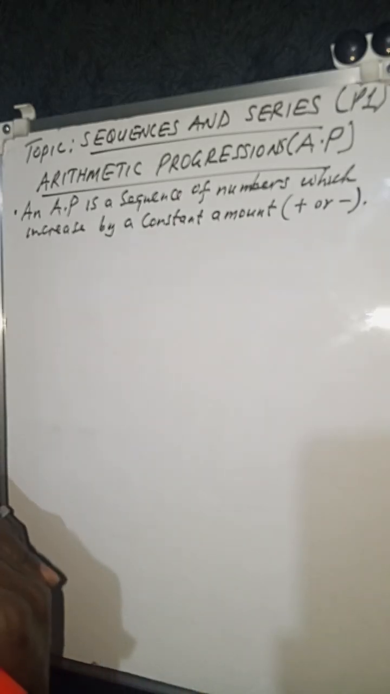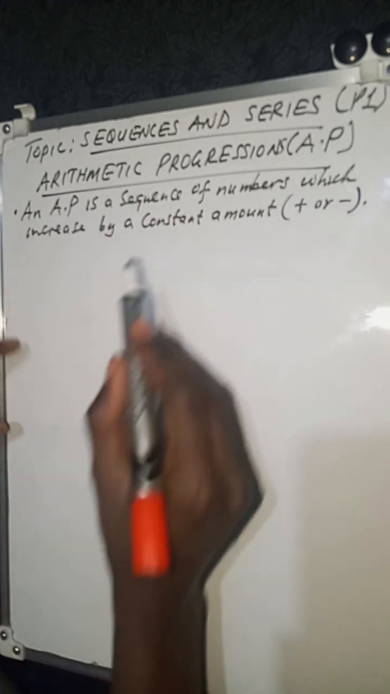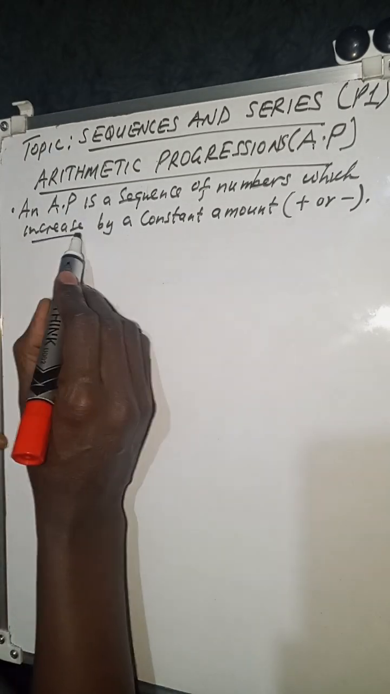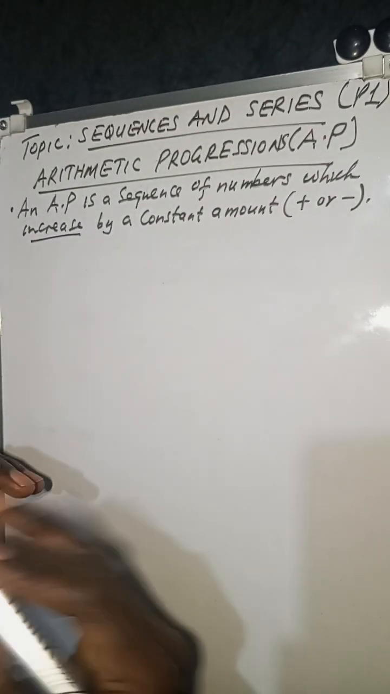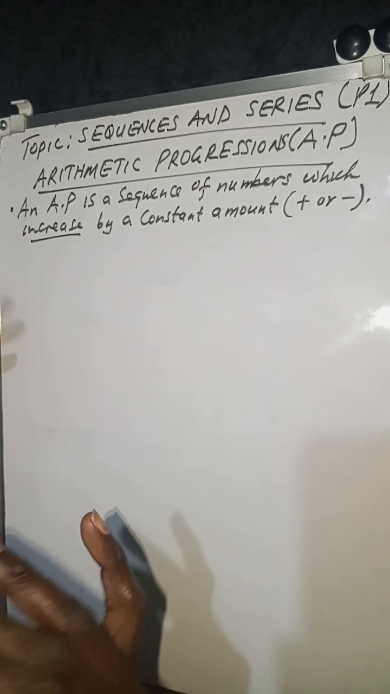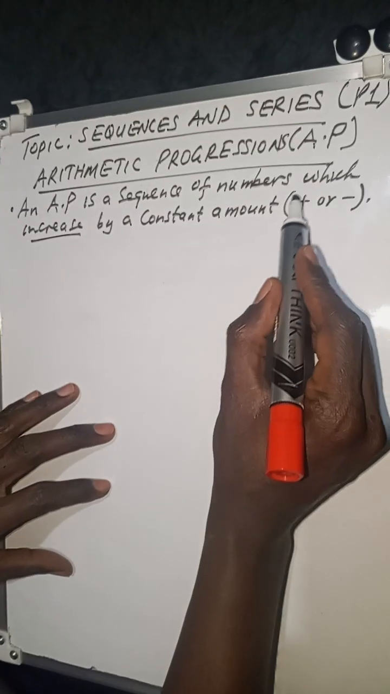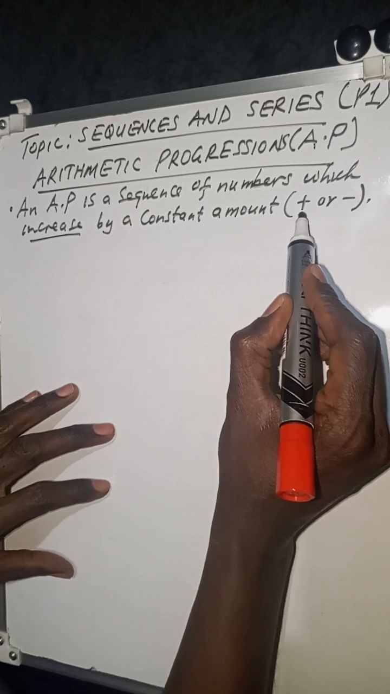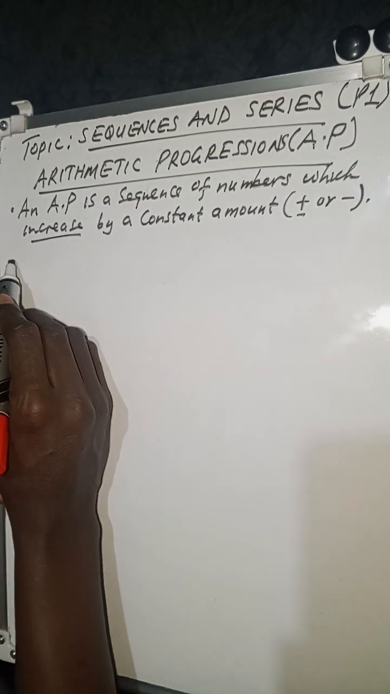So what exactly is an arithmetic progression? Well, an arithmetic progression is simply a sequence of numbers which increase by a constant term. Now, when I say they are going to be increasing by a constant term, the increase can either be positive or negative. That is what we mean.